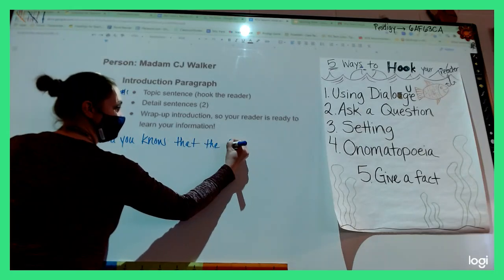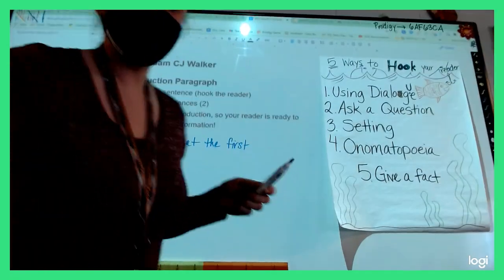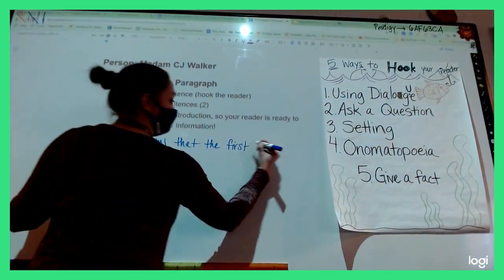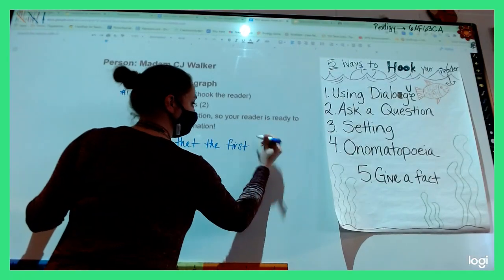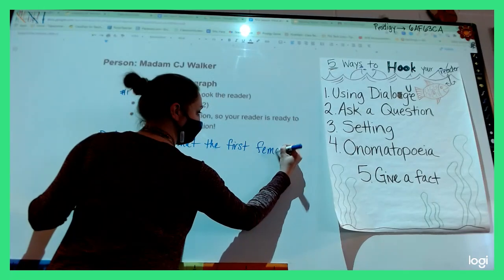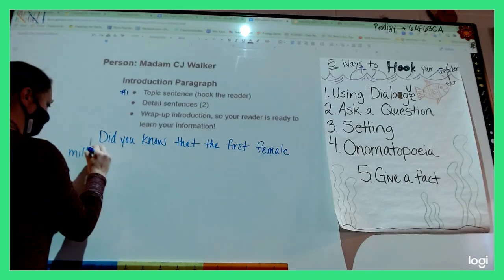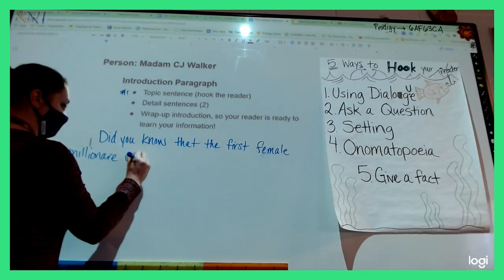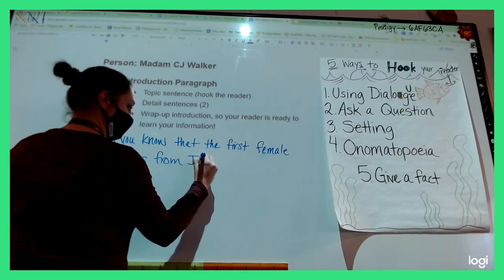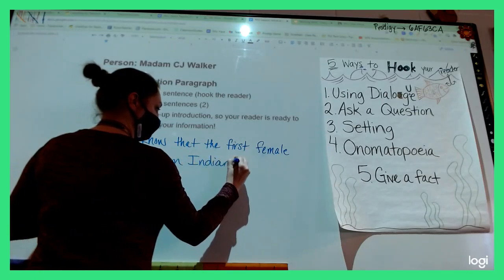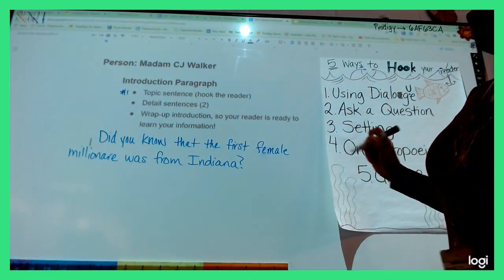Did you know that the first female millionaire was from Indiana? Okay. I'm writing kind of fast and sloppy, but I just want to make sure we get the picture. Okay. So that's my hook.